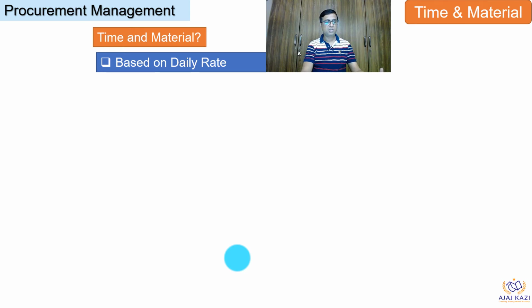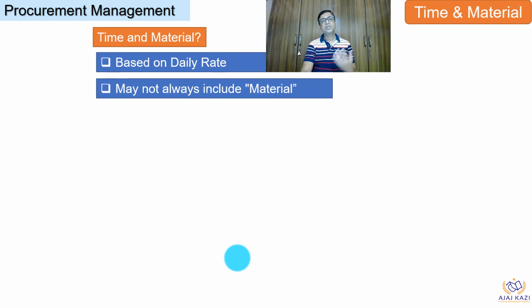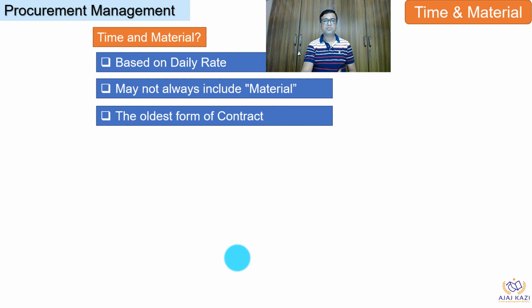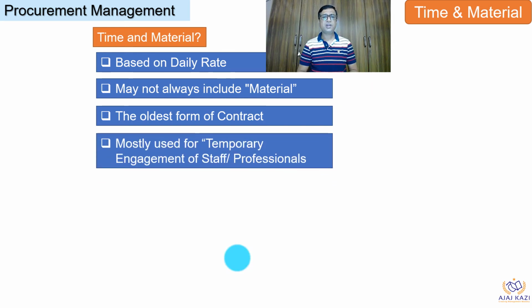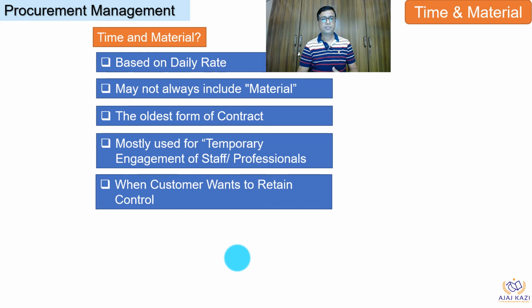There's some specialist in software or consultant. These are used for this. This may not include the material, though the material word is here. Generally used for labor. This is the oldest form of contract, generally used for temporary use of services or staff or a professional or a subject matter expert. And here, customer will retain the control because he will get those people and get his work done.